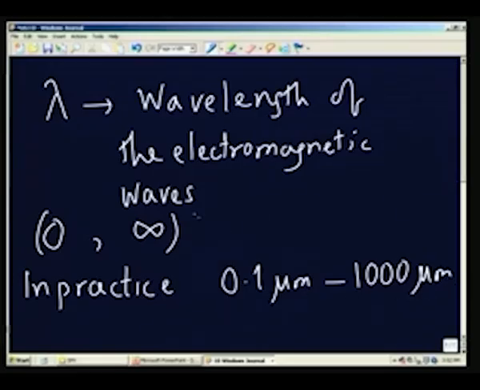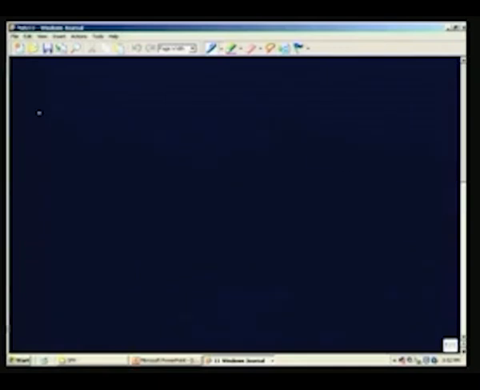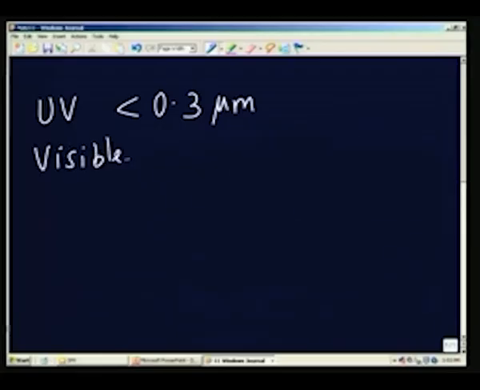We can in fact divide this range further into ultraviolet, less than about 0.3. Then we have the visible, 0.4 to 0.7 micrometer.